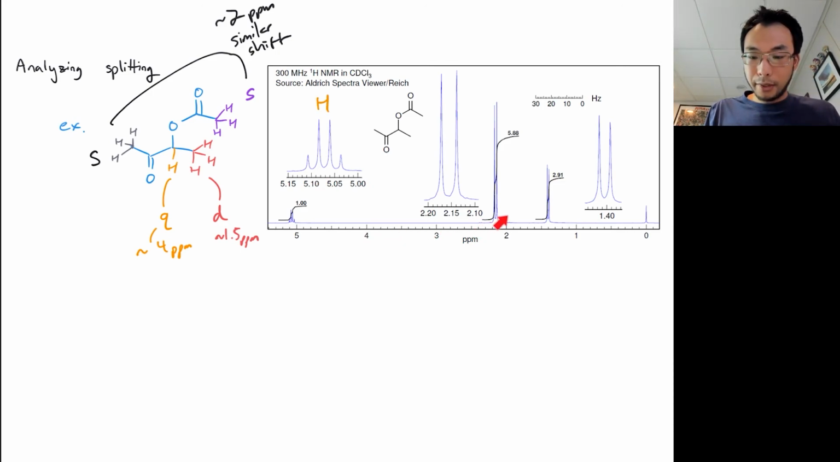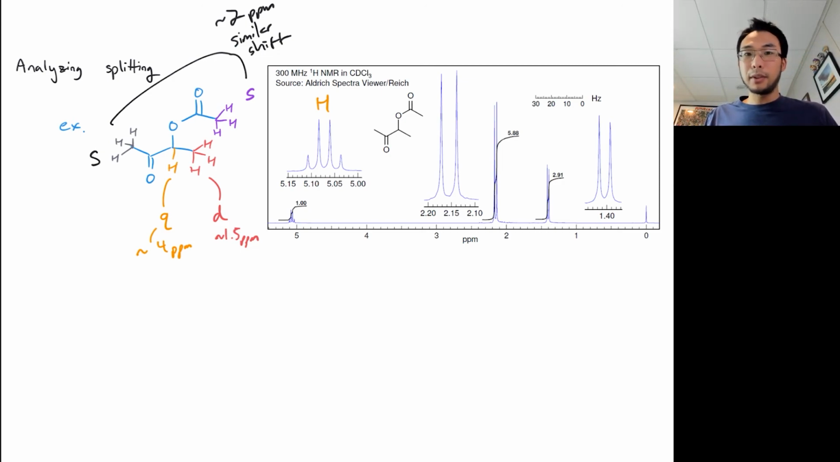Kind of moving further down here, it looks like I have a doublet here at 2.1 ppm. And if I go a little bit further, then I have another doublet at 1.4-ish ppm. And so that should strike you as strange. That doesn't make any sense at all. Why do I have 2 doublets when I didn't predict that?